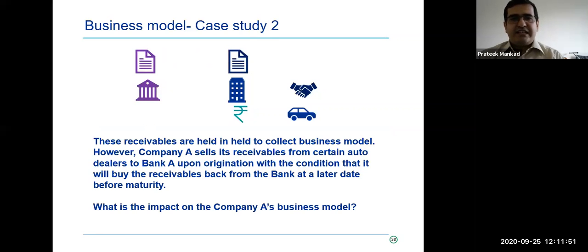Right? As a company, these receivables are held to collect business model. But I sold this to the bank on origination. Now, the terms that I have with the bank is I will buy this loan back from you and repay you your money. What do you think is the impact on the business model? Do you think this is a amortized cost business model, or do you think this is a FVOCI business model? Sell to bank and buy back before maturity.